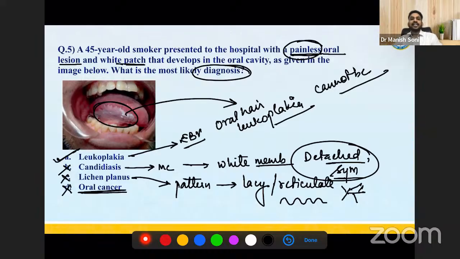So remember that if an asymptomatic, that is painless, white patch is present which cannot be detached and is present over the lateral part of the tongue, then you should mark leukoplakia. But if it is involving the oral mucosa, pharynx, and there is some predisposing factor associated, like candidiasis is generally associated with diabetes, or sometimes an immunocompromised patient like an HIV patient, or if the membrane can be detached as mentioned, then mark candidiasis.